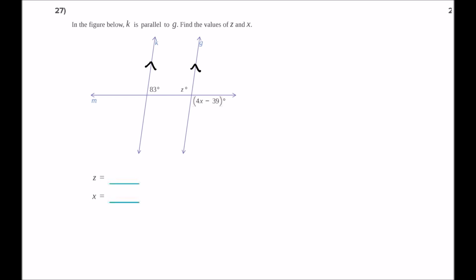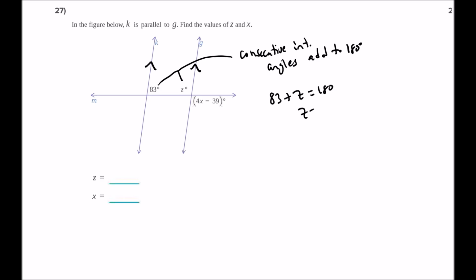It turns out that these two angles here are consecutive interior angles. They're inside the sandwich, and they're on the same side of the toothpick. Consecutive interior angles add up to 180. So that means 83 plus Z equals 180. So Z equals 180 minus 83, which is 97 degrees.